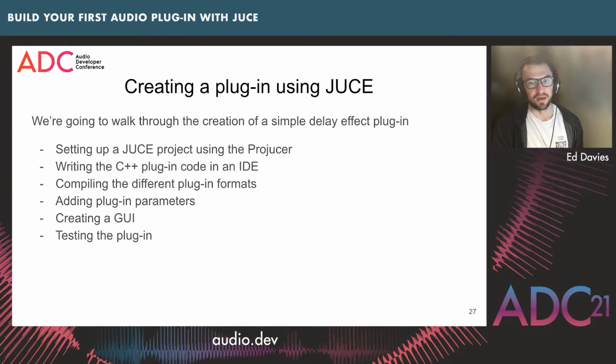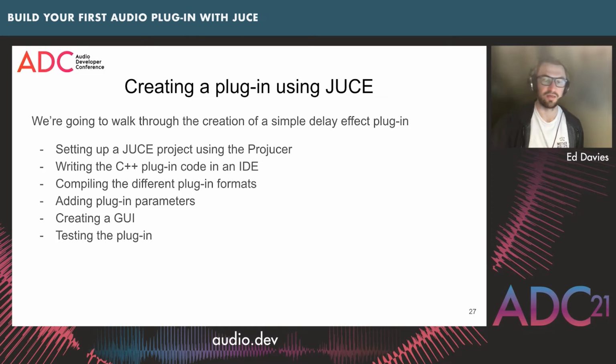So we're going to be creating a plugin using JUCE. Like I said, it's going to be a fairly simple delay effect that you can run in your DAW, put it on a track, and it will give you a nice delay of the audio feed going through it. But there's quite a few steps to get over first. So the first step will be actually setting up the project using the Projucer. And then we'll jump into actually writing some C++ plugin code, writing a delay effect. We'll talk about compiling the different plugin formats and how you can build those, what gets built, the artifacts that are built, how you can load them.